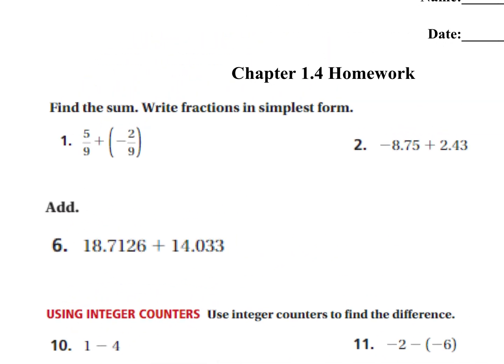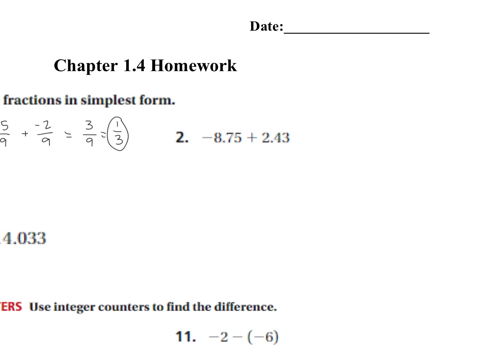Starting with number 1, I've got two fractions that I'm adding together. One of them is positive, one of them is negative, so this means I'm going to end up subtracting them. I'm thinking, do they have common denominators? Yep, they do. It's going to be a 9. 5 minus 2 is 3. We're going to keep the sign of the greater absolute value, which in this case is the positive. So 3/9 would be our answer. Otherwise, we can simplify down to 1/3.